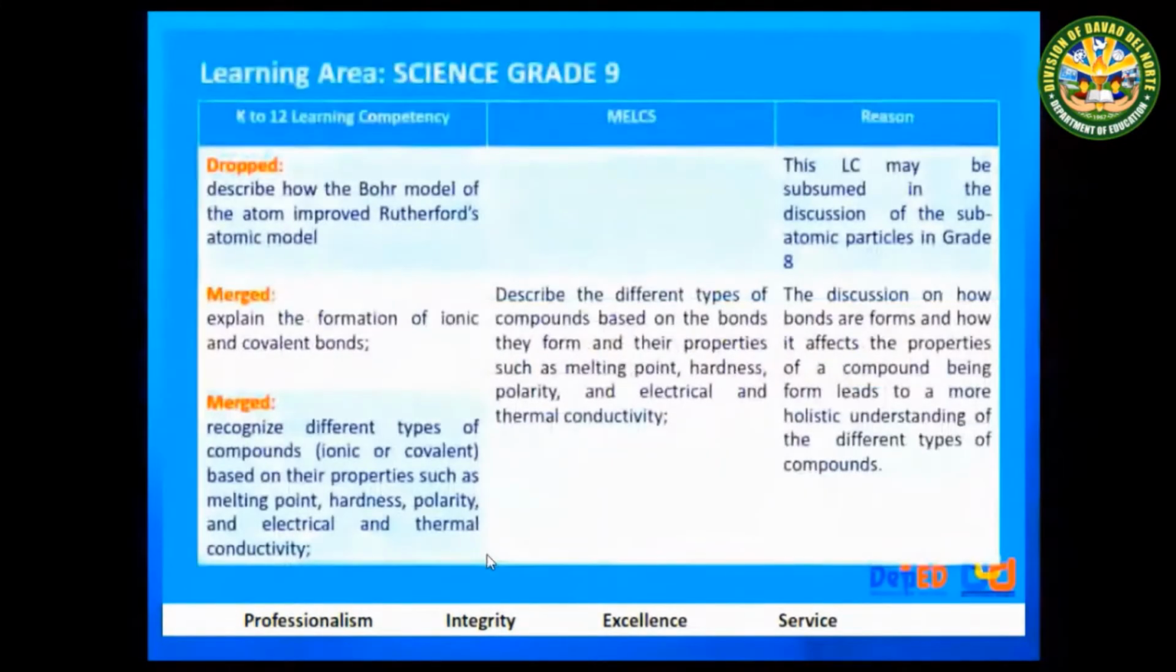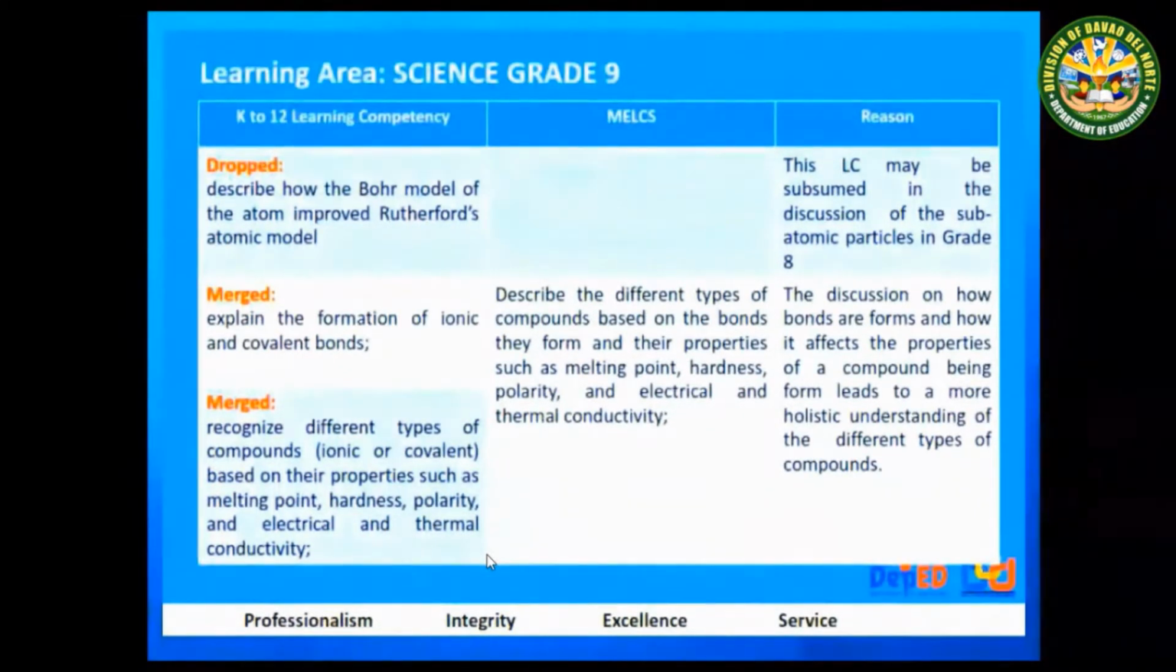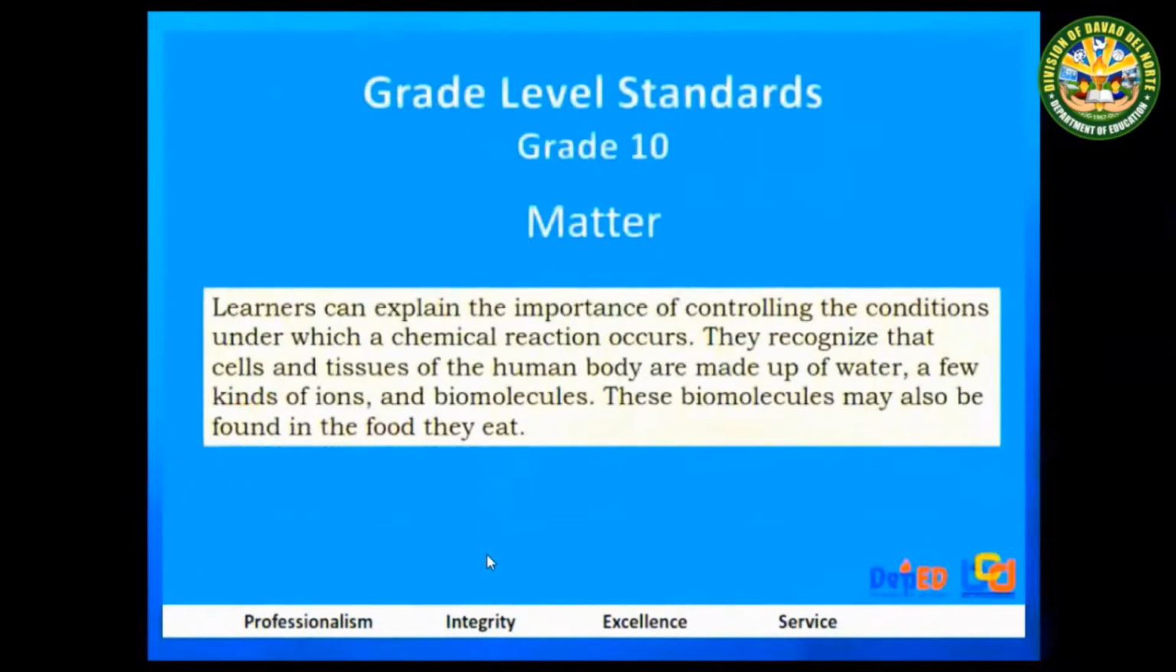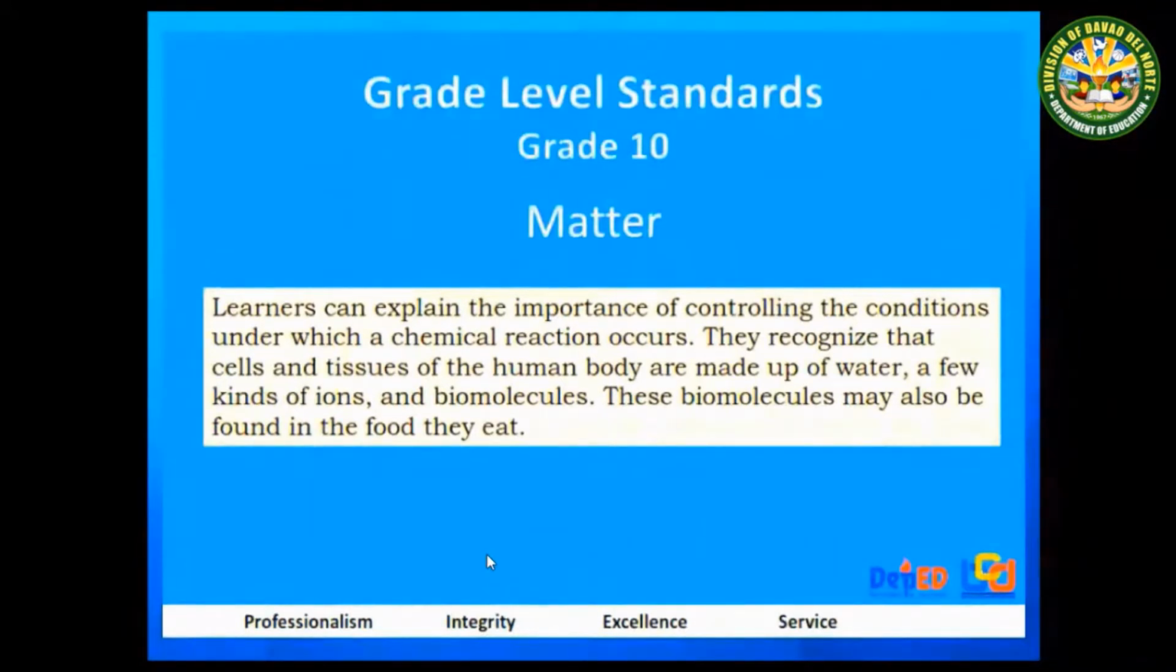Science grade 9. 1 LC was dropped, 2 LCs were merged, and all the reasons were reflected in the last column of this slide. For grade level 10, standards matter. Learners can explain the importance of controlling the conditions under which a chemical reaction occurs.